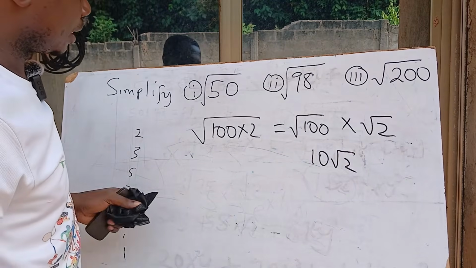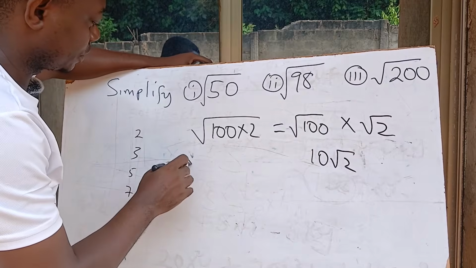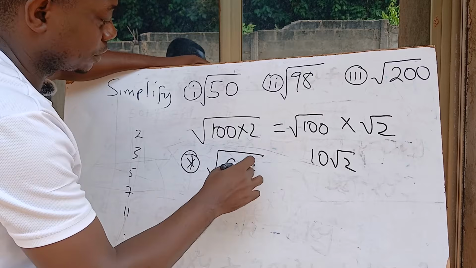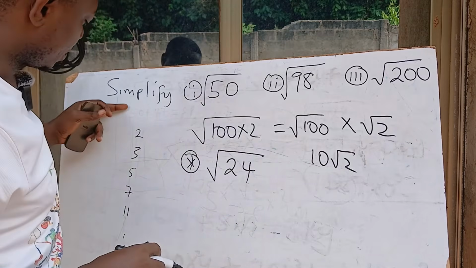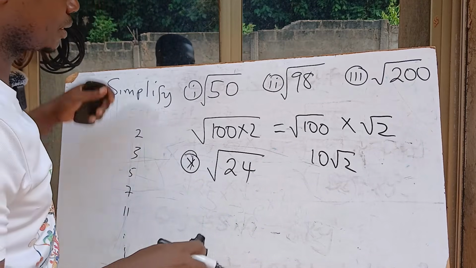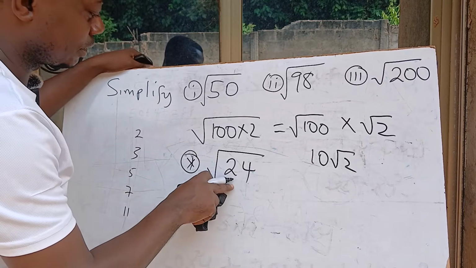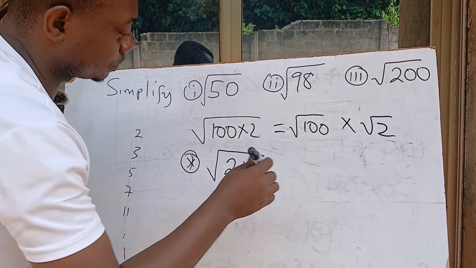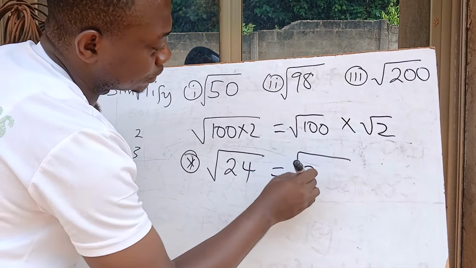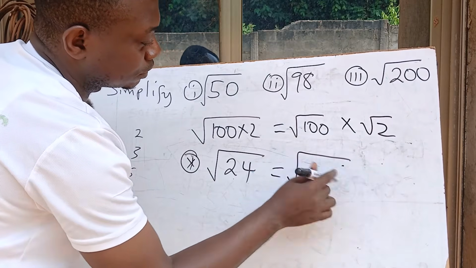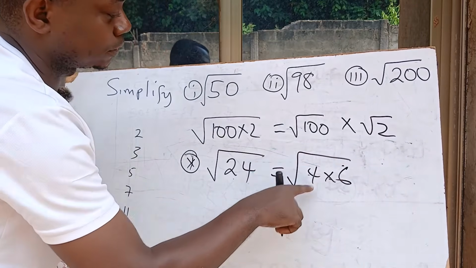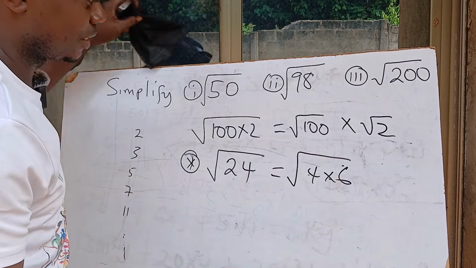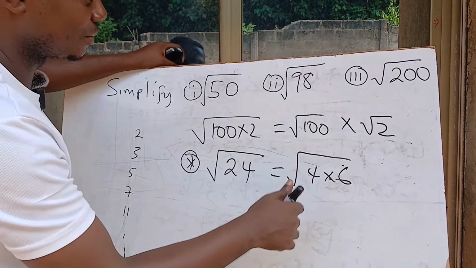Now, it's not always that we use prime numbers. For instance, when you're asked to write square root of 24 in its basic form, there is no way any prime number will work with that, apart from 6, because 24 divided by 6 is 4, and 4 is a perfect square. So that will be 4 times 6. This one is a perfect square, and this one is not a prime number. That's the only way we can do it.